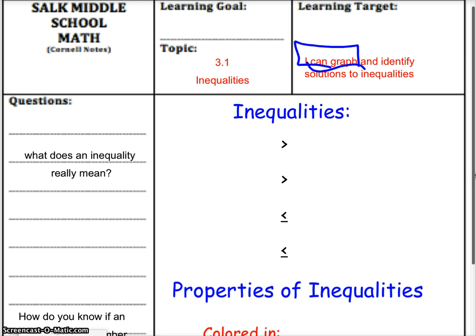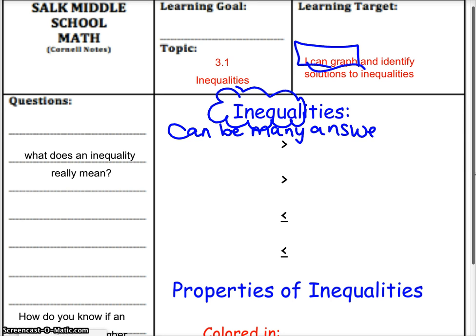Inequality. I want you to put a cloud around the not-equal sign. It means it doesn't equal one exact thing. It means it can be a lot of answers, or actually infinite. I'm going to say it can be many answers. So not equal means it's not one thing, it's lots of things.